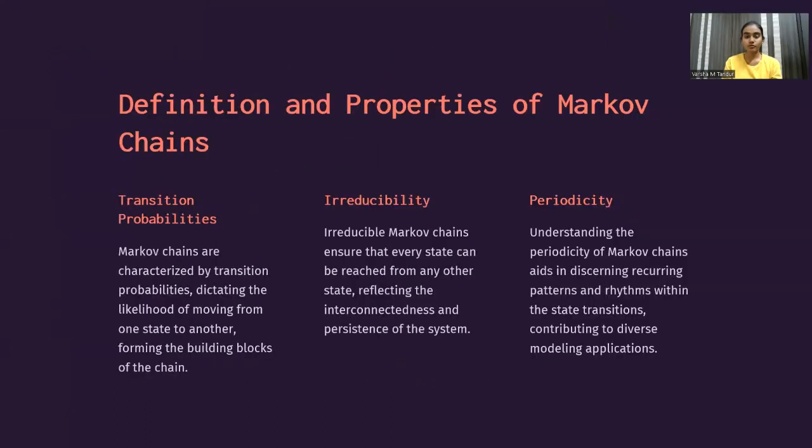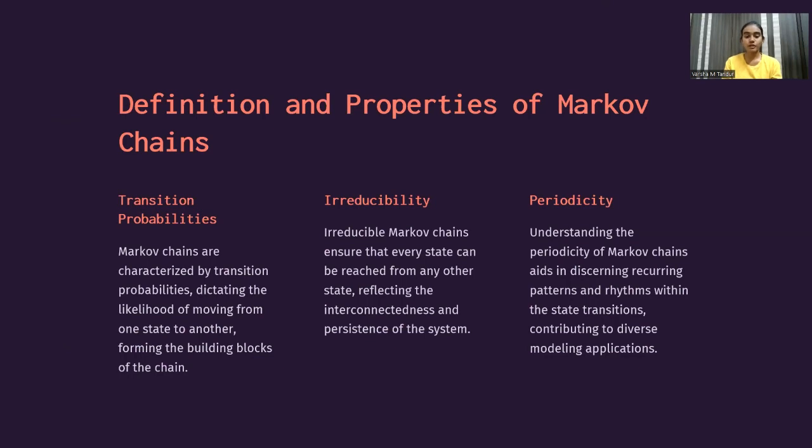Definition and properties of Markov chain. Markov chains are characterized by transition probabilities dictating the likelihood of moving from one state to another, forming the building blocks of the chain. Irreducibility.